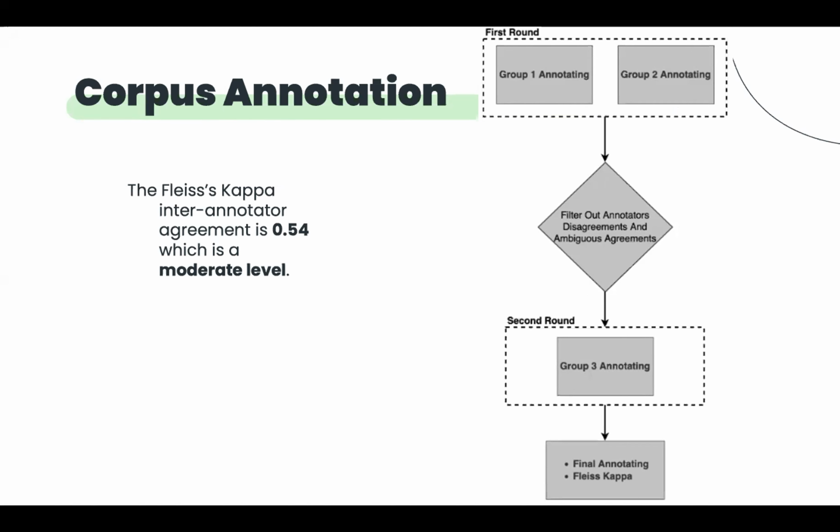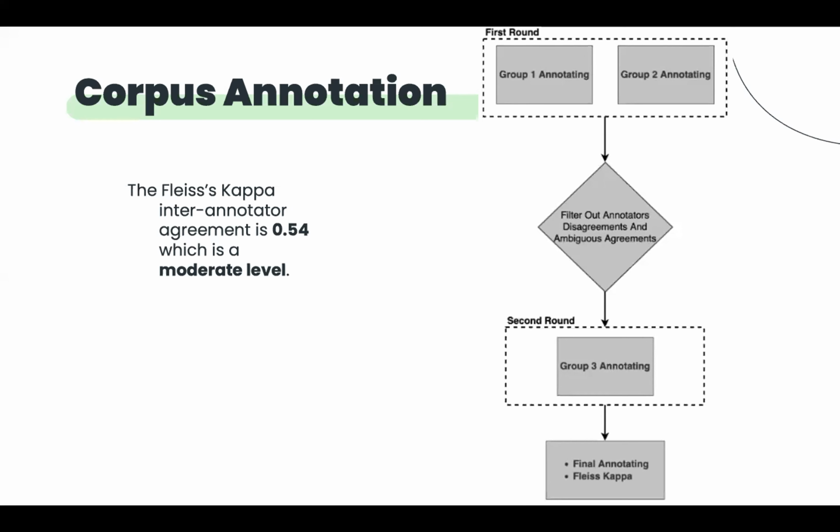So in the second step, we filtered out the annotator disagreement and ambiguous agreement, which was about 7,000 tweets, and we hired other annotators to annotate these tweets into only two labels, which are irony and non-irony. Finally, we have the tweets labeled with irony and non-irony, and we measured it with the Fleiss Kappa.